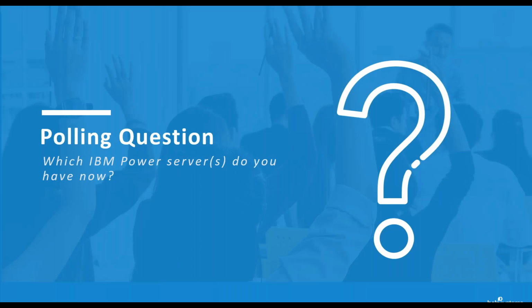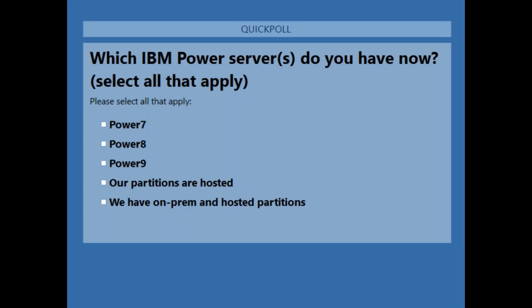Awesome. Well, let's start out with a polling question. Over to you, Mr. Chuck, to give us our first polling question. All right, the polling question is, which IBM Power servers do you have now? Select all that apply: Power 7, Power 8, Power 9. Maybe your partitions are hosted, maybe you have a combination of on-prem and hosted partitions, and that's actually getting more and more common, more of a hybrid environment. Randy, I know that you run into that and you help people size those environments as well.